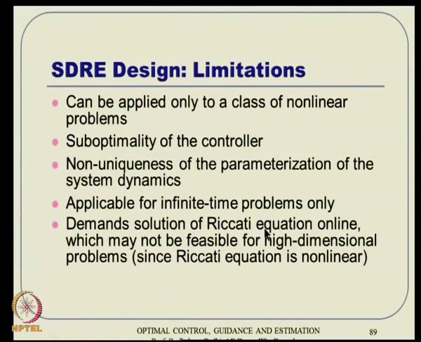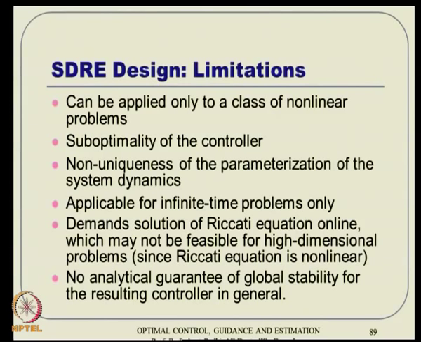Then you also see that it demands the solution of the Riccati equation online, which may not be feasible for high dimensional problems especially. If your system dynamics has something like 50 states or 100 states, some problems may arise that way. Especially structural control problems, or vibration control problems, or in general distributed parameter systems, infinite dimensional systems where a large number of states are required. For those kinds of problems it may not be possible to solve this Riccati equation online. Now, no analytical guarantee of global stability is available. Even though local stability is there, global stability is never there.